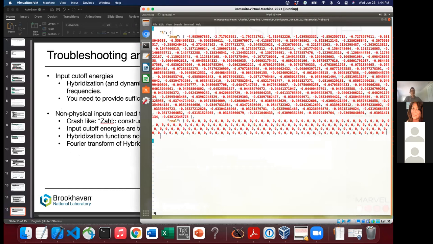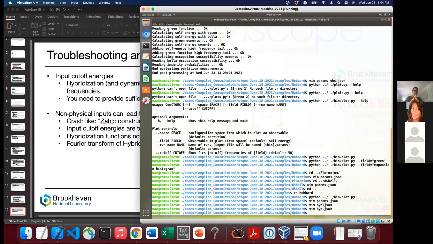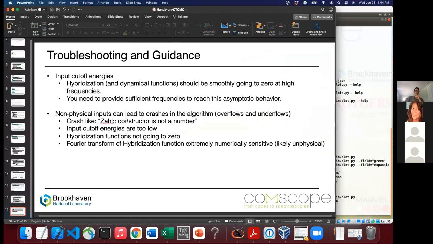elements in the matrix. And you'll get overflows and underflows potentially. You'll definitely get bad results. If you don't, you might get crashes from the class Sol, which is our big number class. And if you don't know about this, you'll probably just be confused. In my experience, this comes from unphysical functions, either dynamical or hybridization, or not giving enough frequencies.